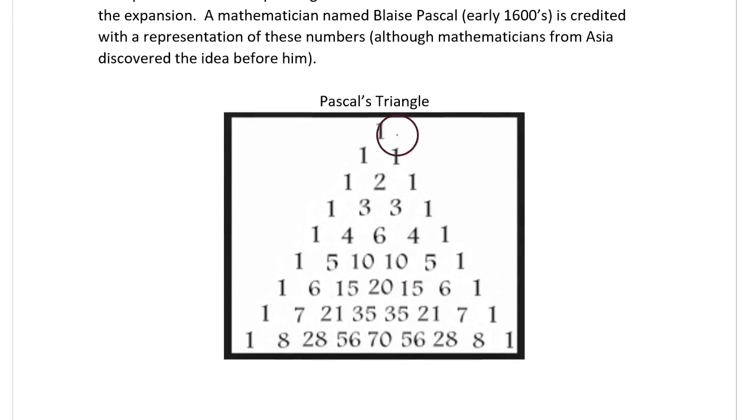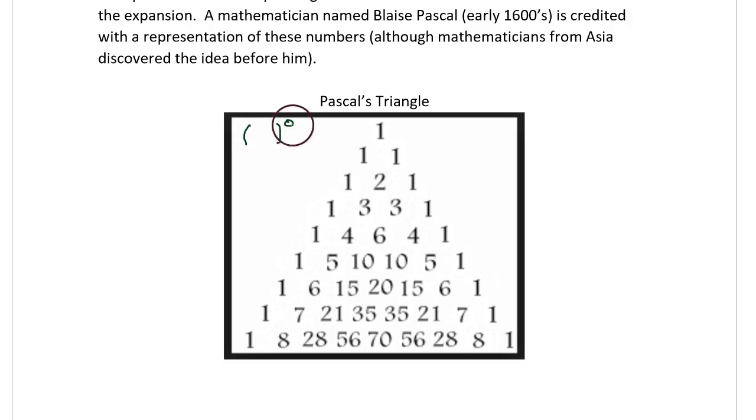And here you see it on the next side of your paper. It's credited to a mathematician named Blaise Pascal, but there were mathematicians from Asia that discovered the idea before him. Pascal's triangle has a lot of applications in math. In this section of the book, we're only going to use it to get us the coefficients of the terms in our expansions. The top row, or first row of the triangle, will give us the coefficient of a binomial raised to the 0 power.